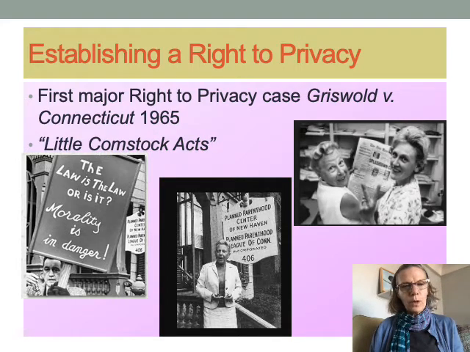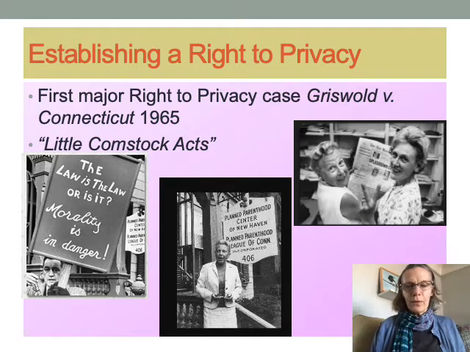Now, this law had been on the books since the late 1870s, but in 1961 it was still on the books in Connecticut. It was still the law of the land there, and so for individuals who used or distributed or counseled people on the use of contraceptives, it was a criminal offense.